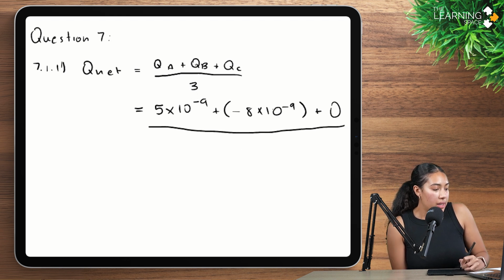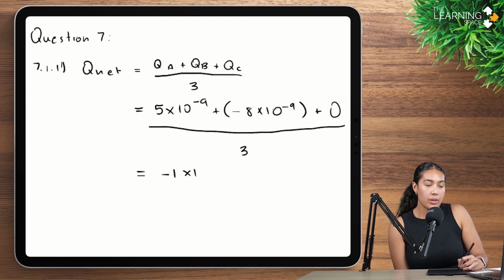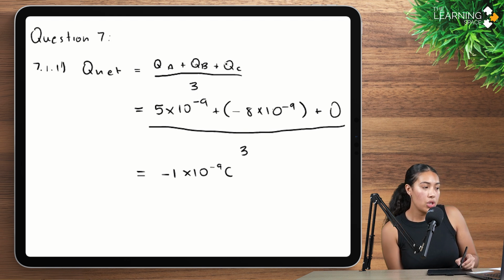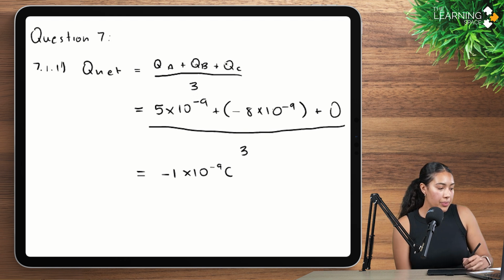When we add all of that and divide it, the answer that we get is negative 1 times 10 to the negative 9 coulombs, right? So that means each sphere, now after they've touched and then been separated, all of them hold a charge of negative 1 times 10 to the negative 9 coulombs. Cool.